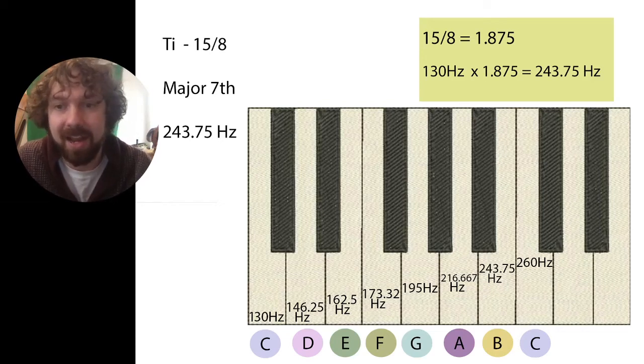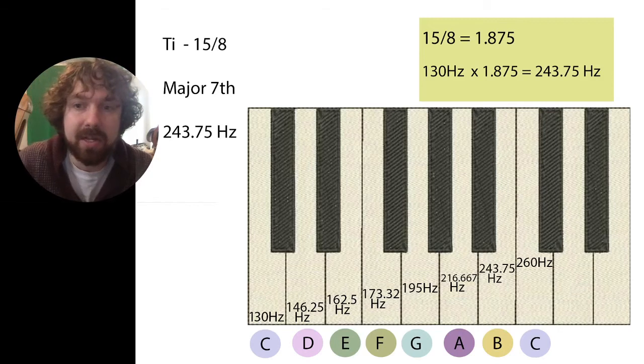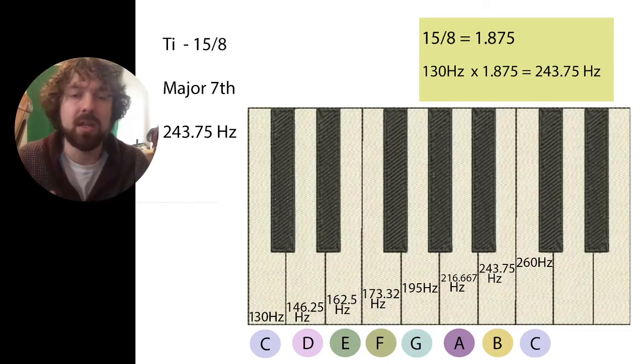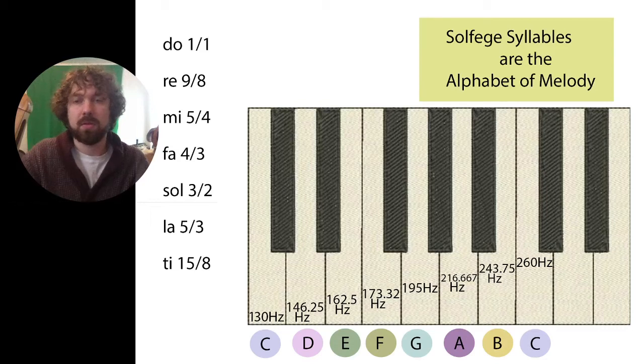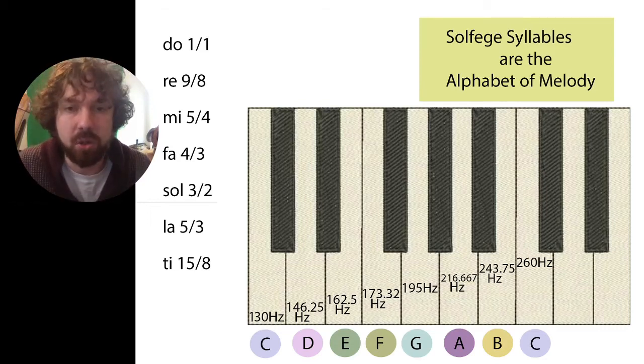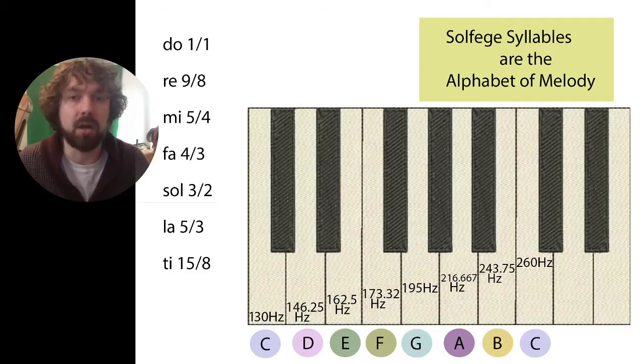243.75 hertz. All right, so you can see it kind of creates that staircase that I was talking about, slowly going up intervals in between the ratio of 1-to-1 and 2-to-1. So there you have it, the solfege syllables. This is the relative system that creates the major scale, in what I like to call the alphabet of melody.